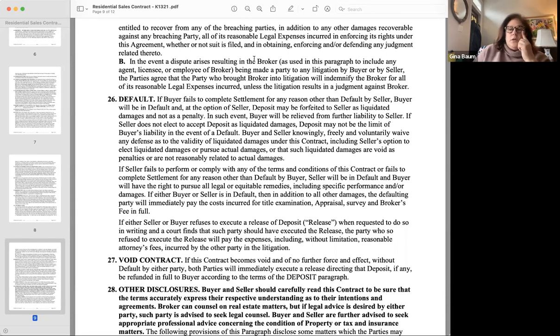Okay. So if you do something wrong and the other side has to come after you legally and you're found to have done something wrong, then you are paying their legal fees.